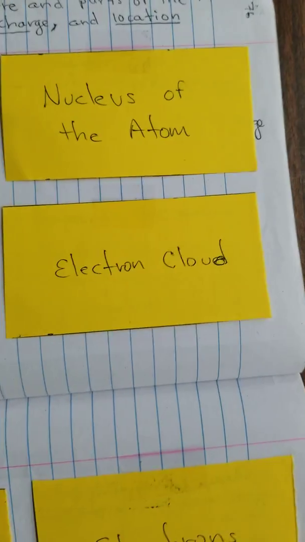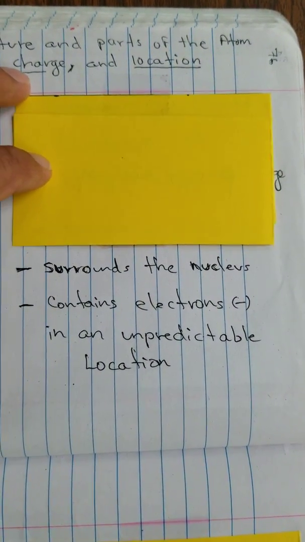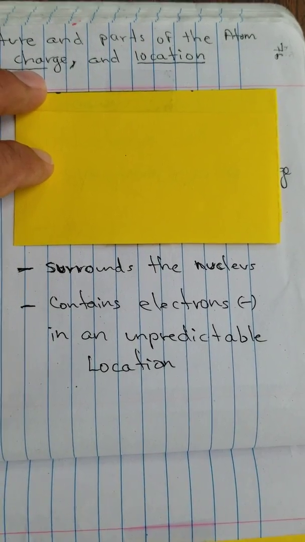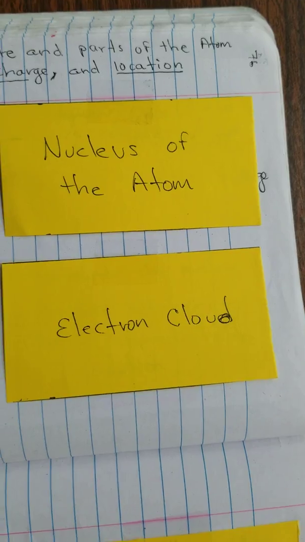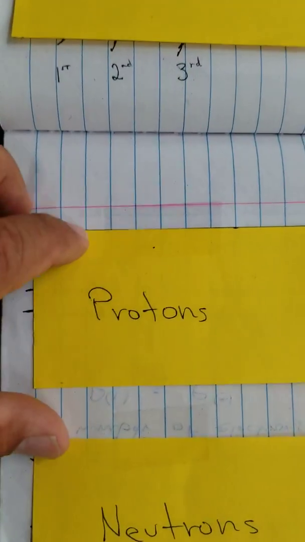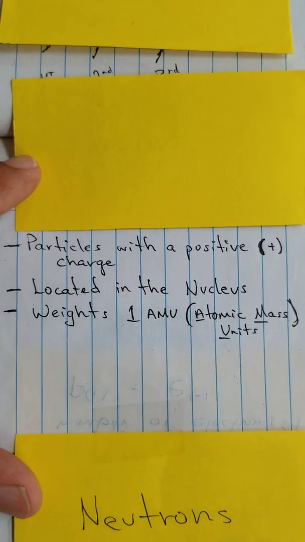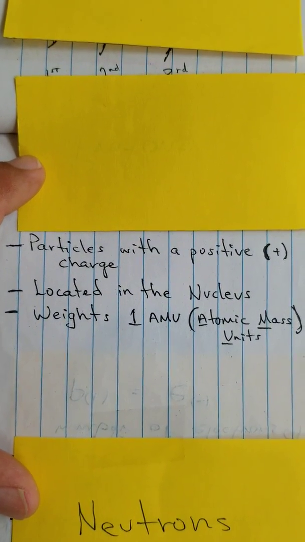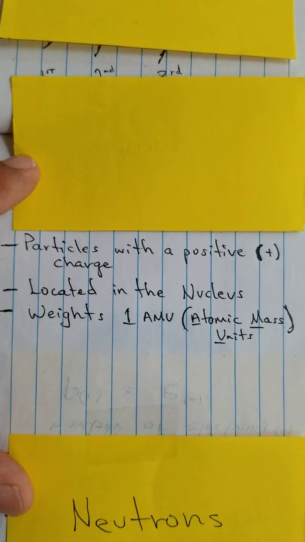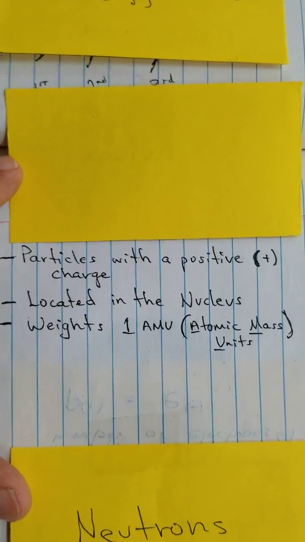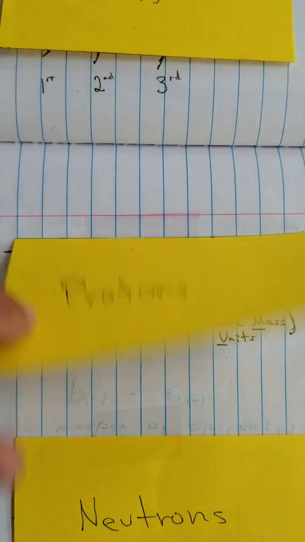All right, let's move on to electron cloud. The electron cloud is surrounding the nucleus of the atom, and it contains electrons in an unpredictable location. That's the electron cloud. The protons on this side, we have particles with a positive charge. They are located in the nucleus, and they weigh 1 AMU. That 1 AMU stands for atomic mass units. It's way too small. Remember, saying grams will be just impractical.